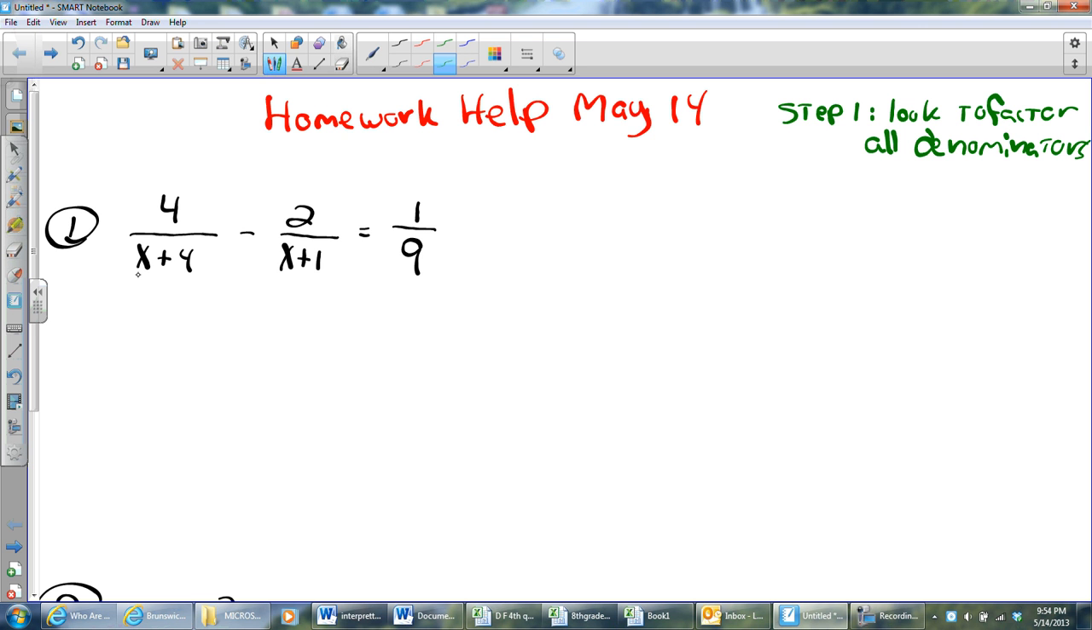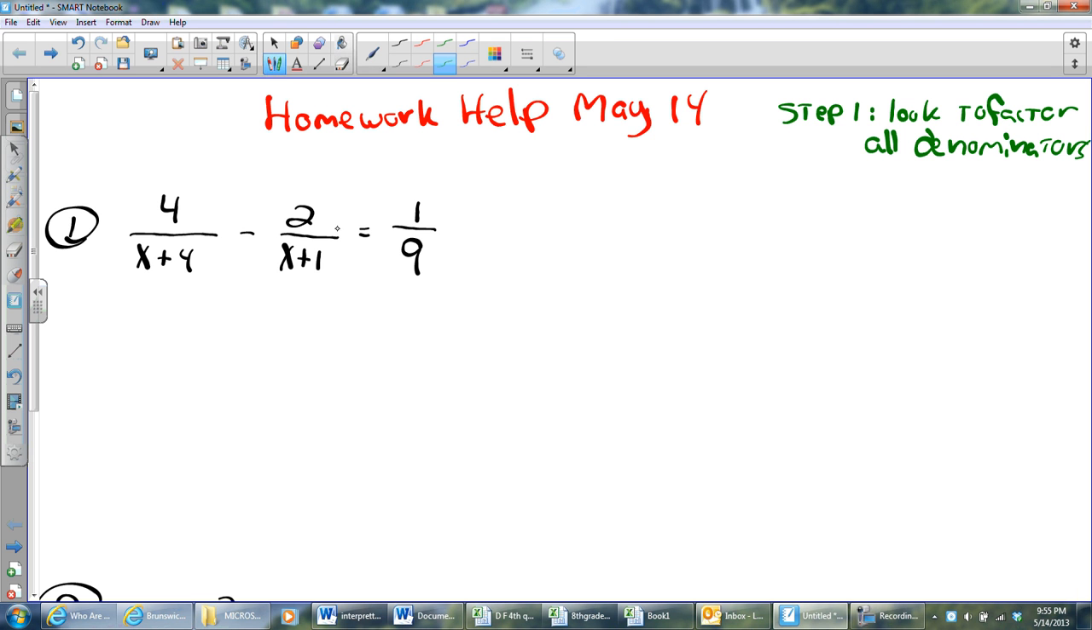Now, I look at problem number 1 here. I see a binomial x plus 4. That's not going to factor. I see x plus 1. That's not going to factor. And I see a 9. That's not going to factor. So step 1, I'm not going to do anything.